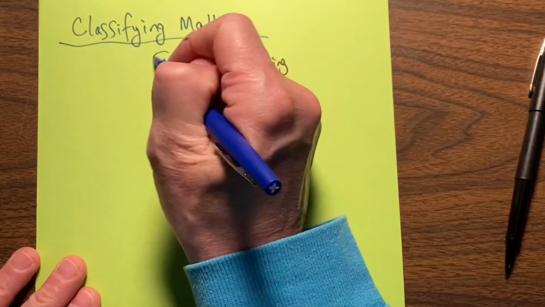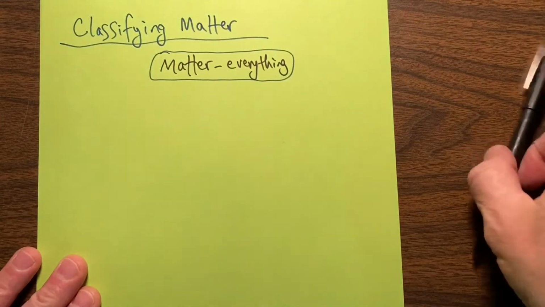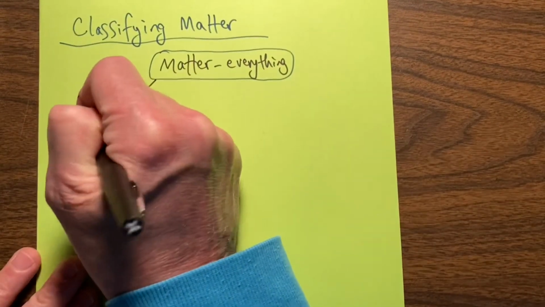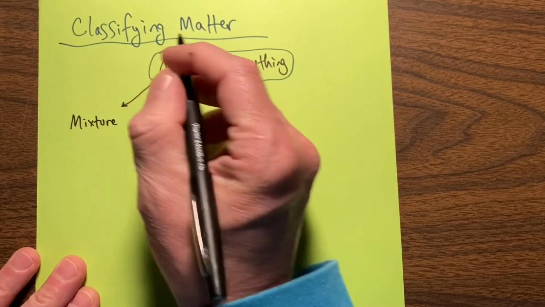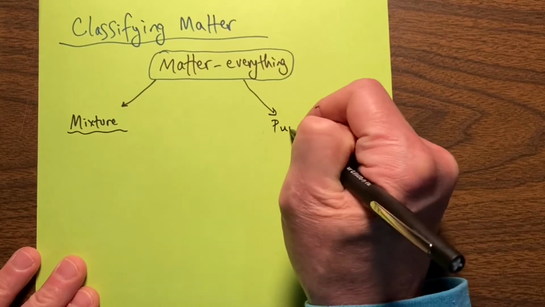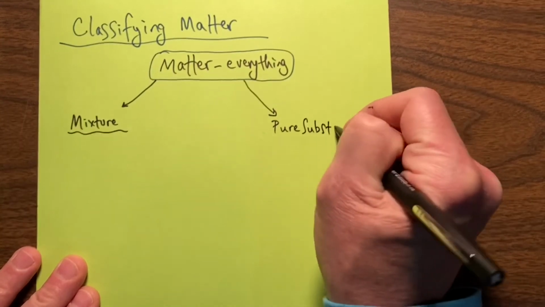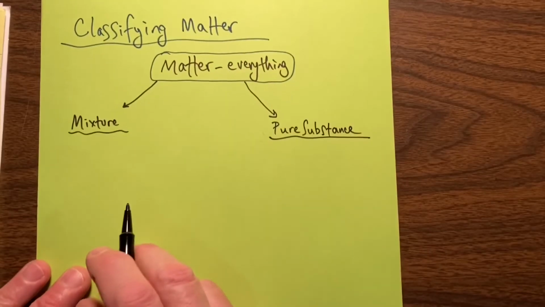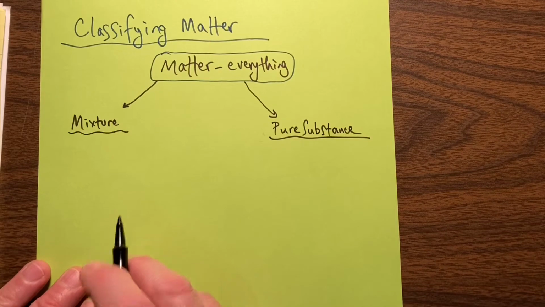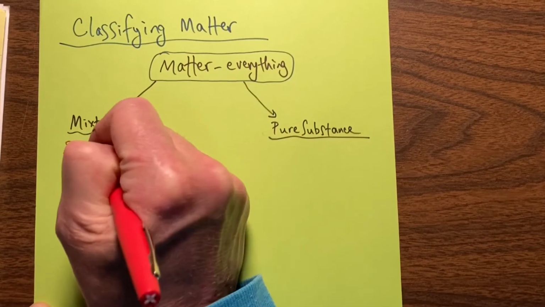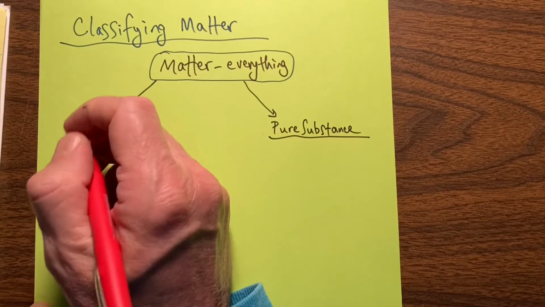So what is everything made of? Well, we say it's either a mixture. Most things you come across are a mixture, or it's a pure substance. There's a chart like this in chapter 1, I'm sure. Now, what are some examples of mixtures and pure substances? Well, there's many. Seawater is a mixture. Rocks are a mixture.